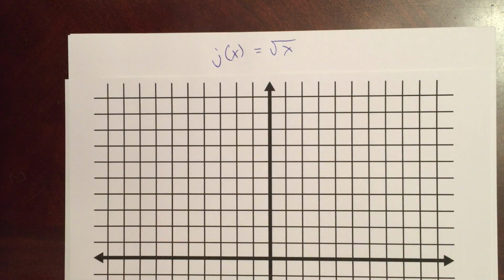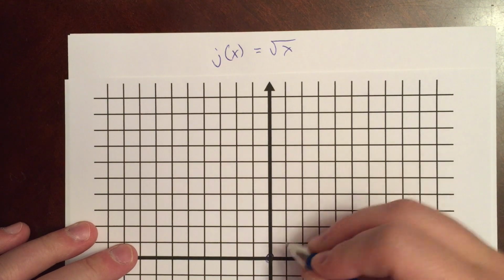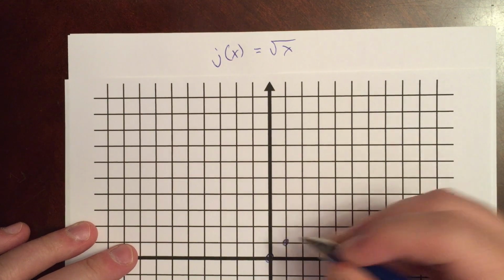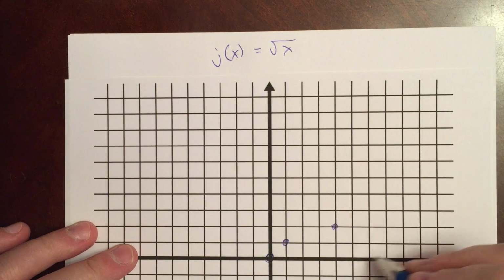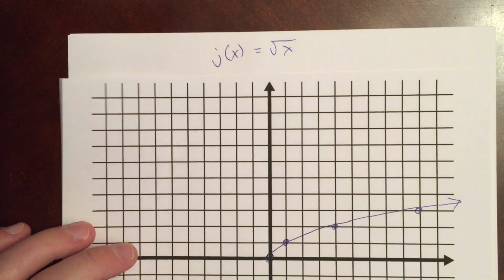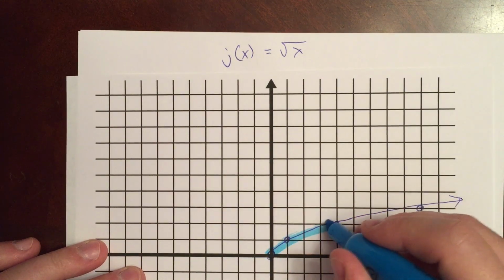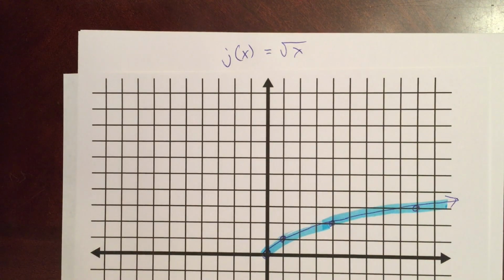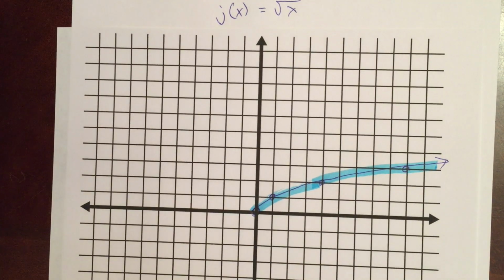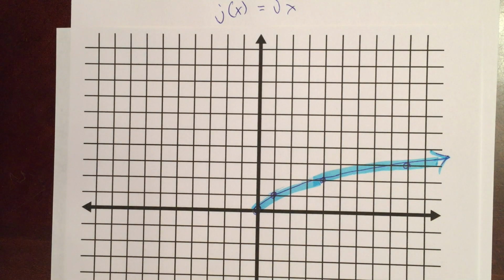I'm going to try to use specific numbers here. For points, I'm going to use the points (0, 0), (1, 1), (4, 2), and (9, 3). The reason why I chose those specific points is because when you square root 0, 1, 4, and 9, you get numbers that come out to whole numbers. Those are key points that I picked.